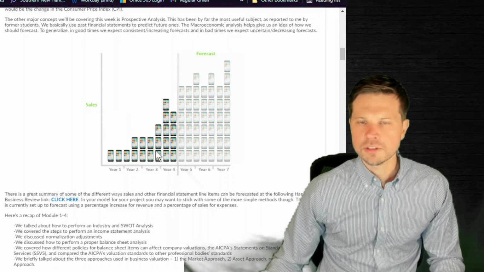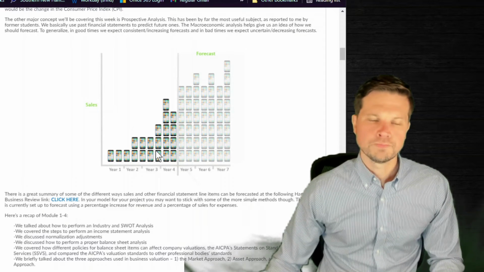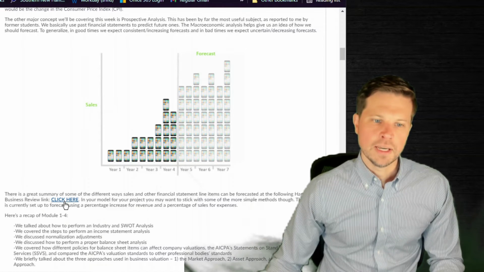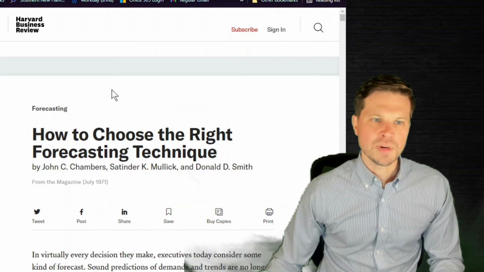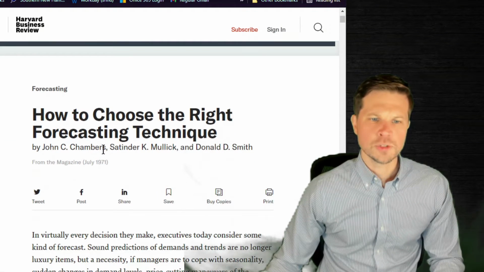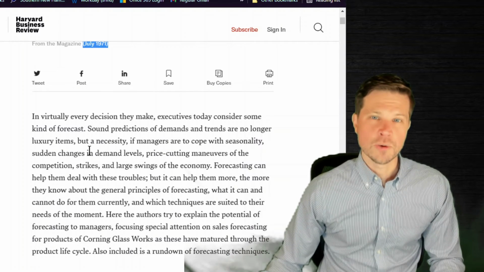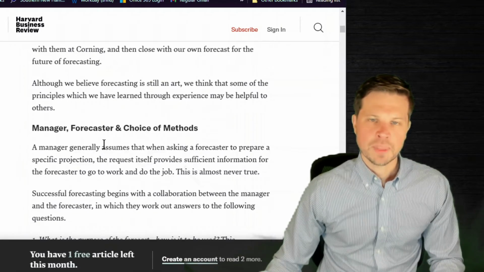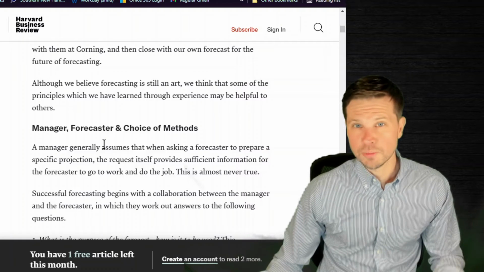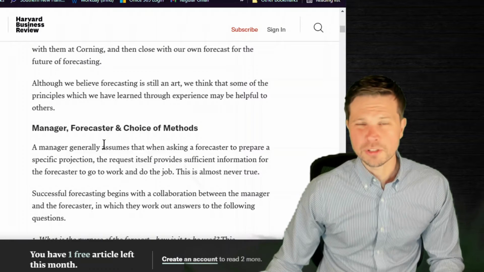And a prospective analysis is simply a forecast of revenues, expenses, and any other line item in between those. Now, I have a link here, and the link takes you to an article posted by the Harvard Business Review, but as you'll notice, it's a really old article, but it's still very, very relevant and it's very informative. So I recommend just taking a look at this. If you don't want to use this, that's okay. Whenever you're doing your Excel model for the project, I have built in some formulas that you can just use.